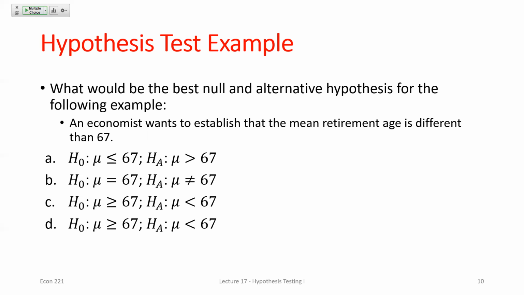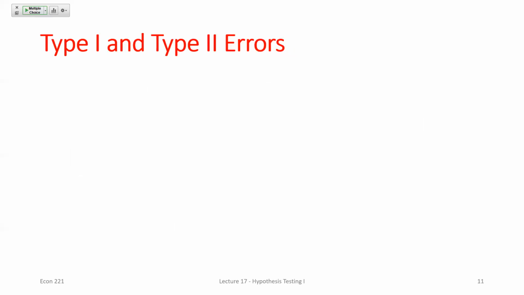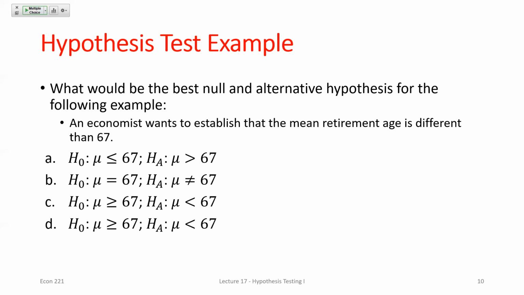Yeah, just the exact opposite, right? So I want to test for whether it's not equal to 67. The complement of that is that it's exactly equal to 67. So that one's kind of a little bit easier.